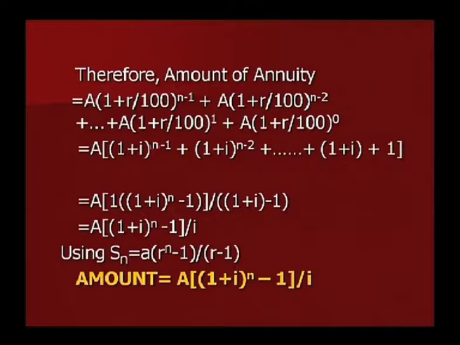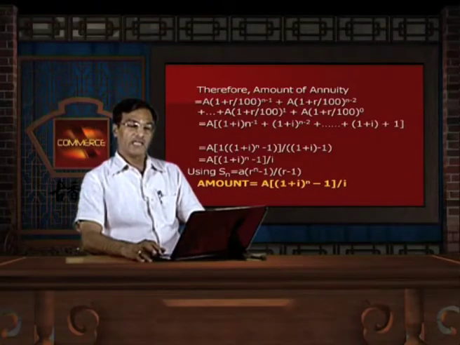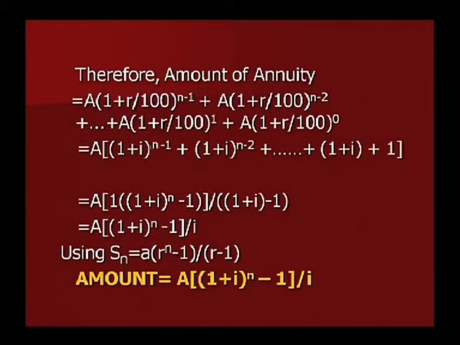Using the formula Sn is equal to A(r^n - 1)/(r - 1), that amount is equal to A multiplied by [(1 + i)^n - 1]/i. Here we have calculated the amount of annuity by adding all the amounts after every period of time.